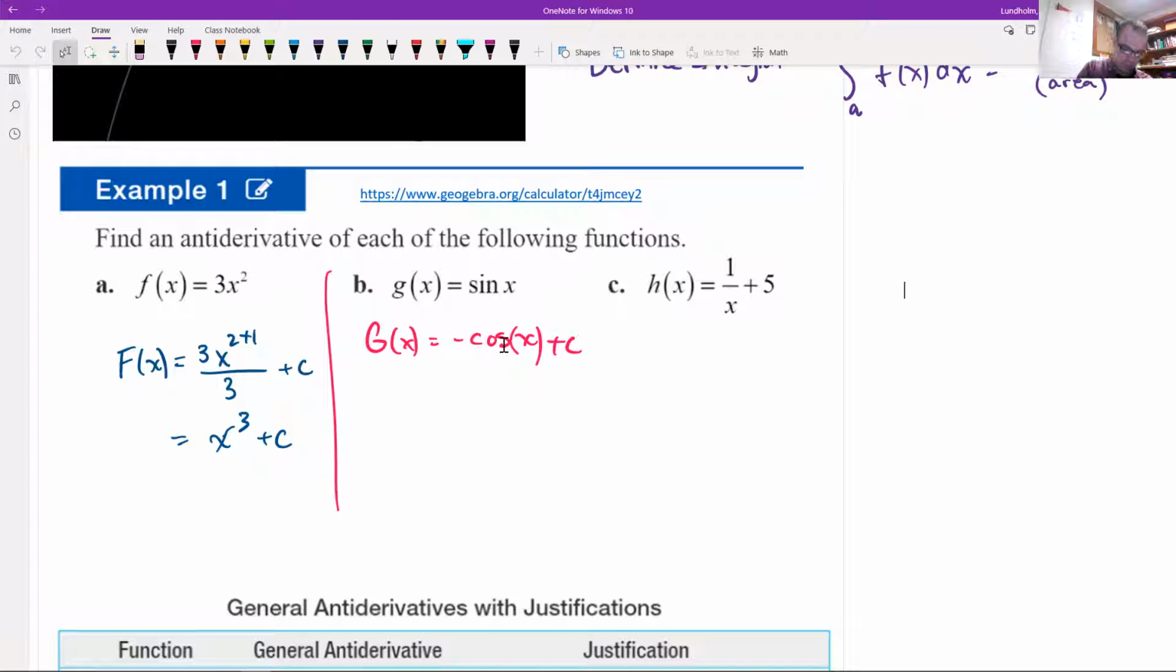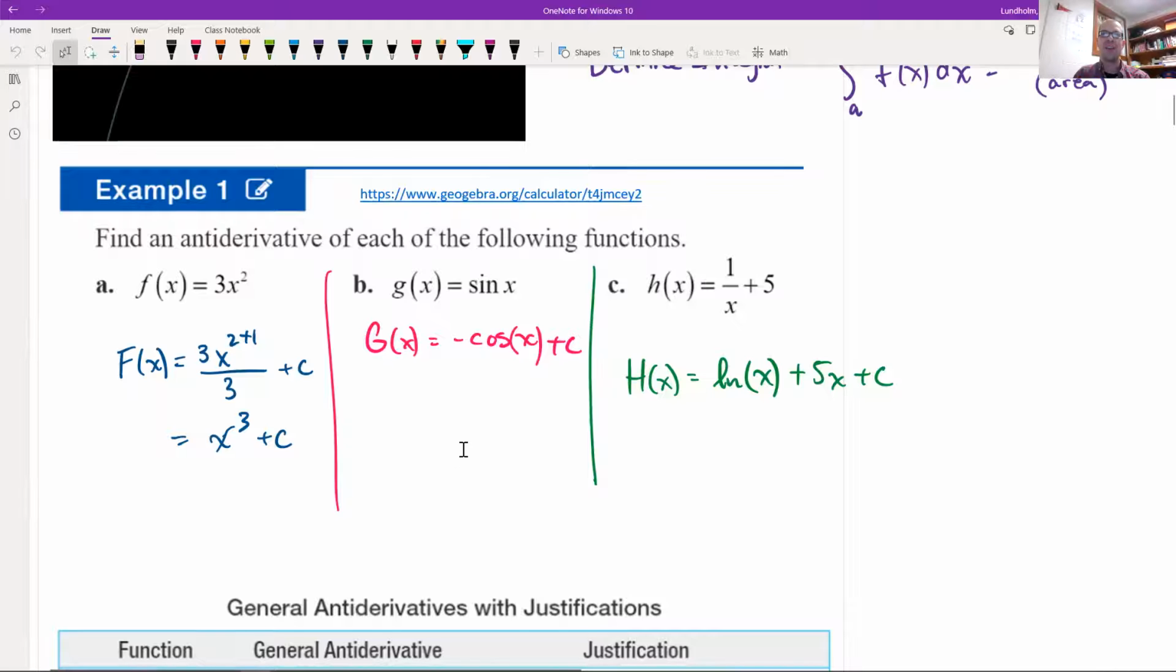And then finally, looking at part C, we would think what would give us a derivative of 1 over x? And that would be the natural log for that part. And then what would give us a derivative of 5? Well, that would be 5x. And we could add a plus c to denote that we've got a whole family of functions. We could shift this function up and down. Cool. Those are antiderivatives.